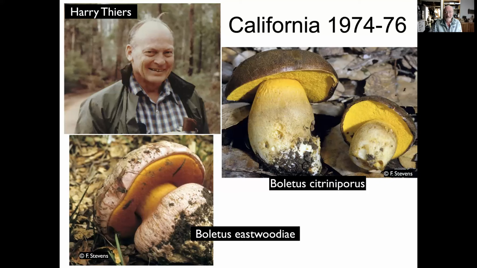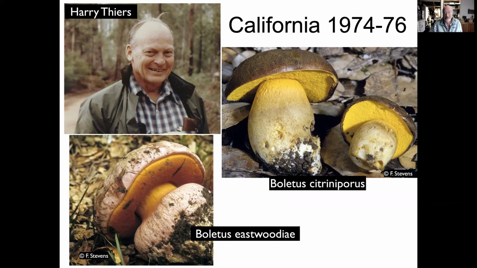I went to San Francisco State to study with Harry Thiers, who was a premier bolete specialist at the time. And I learned a lot about my boletology from Harry Thiers. Some enigmatic things that grew in California at the time included this one bolete down on the lower left, called Boletus eastwoodiae, named for a woman who worked on plants at the California Academy of Sciences in San Francisco.